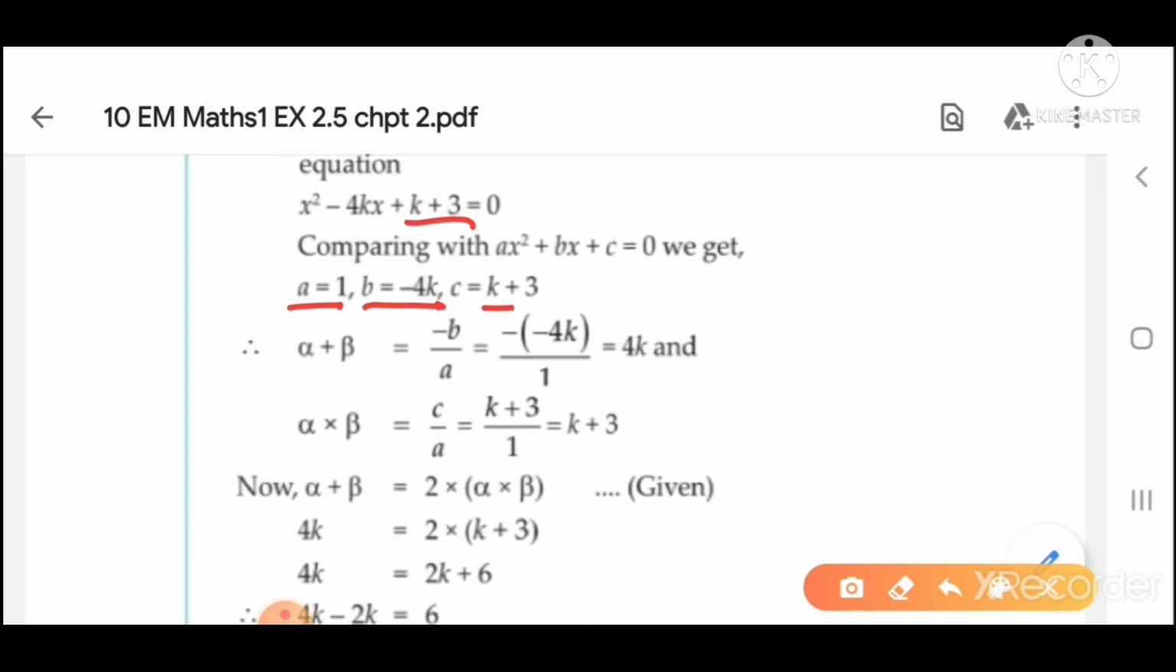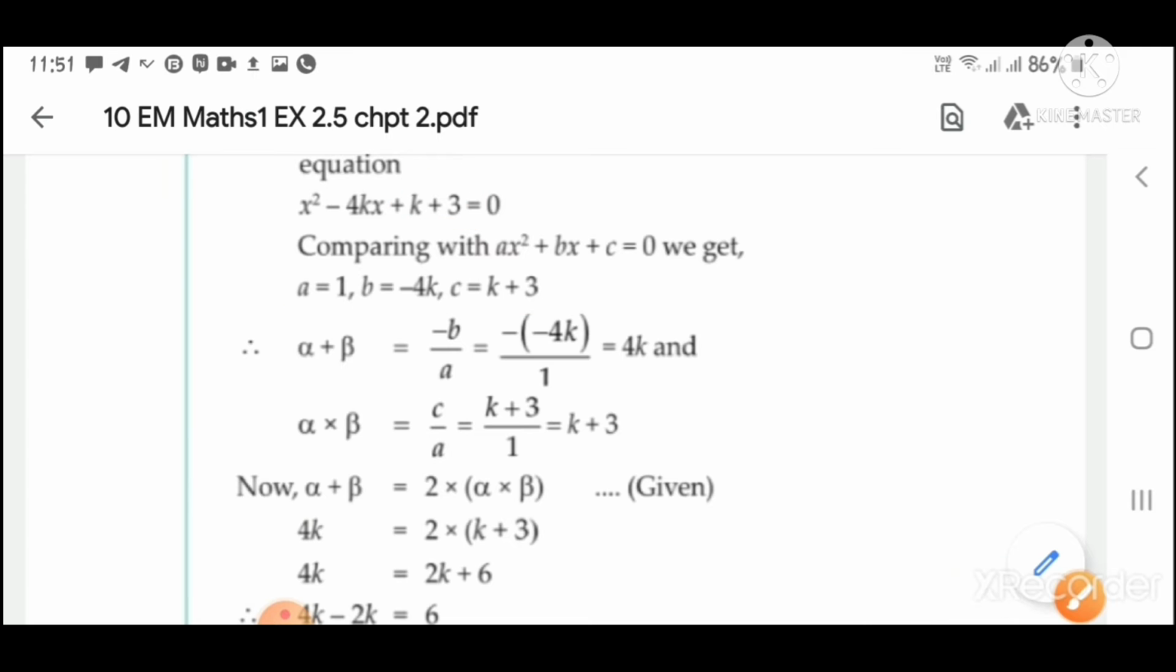k plus 3. Don't take only k as the value of c, or only 3 as the value of c, because k and 3 are attached. So what is the value of c? The whole constant term. This whole term is a constant, k plus 3. So c is equal to what? K plus 3. Correct? Now you have to apply the formula here.